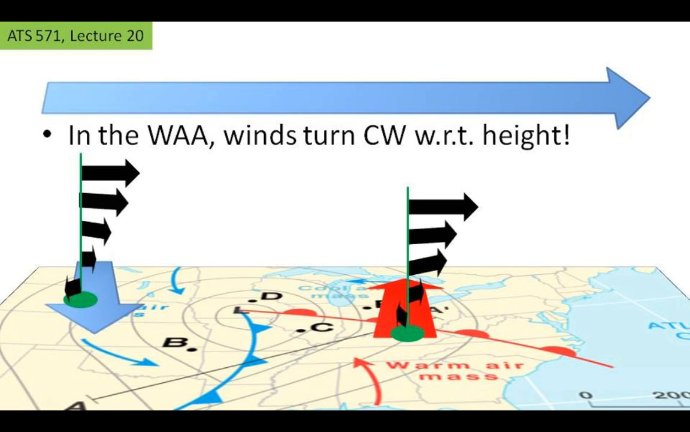On the other hand, in the area of warm air advection, the winds are out of the south, maybe out of the southeast even, and then south-southwest, and then maybe southwest, and then at another height, west-southwest, and by the time we get to a higher height, the winds are basically out of the west. The winds are turning clockwise with respect to height.